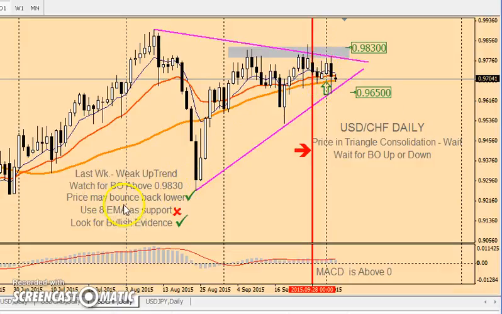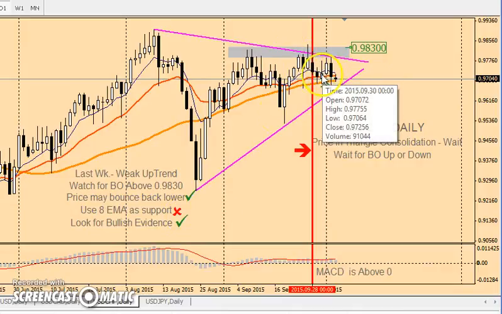Okay. Now, price may bounce back lower. And price did, okay, off the resistance here. If you would have gotten in at the open of the next candle, like right here, you would have made some pips. And the other thing I said, use the 8 EMA as support. It did not. The 8 EMA did not hold.